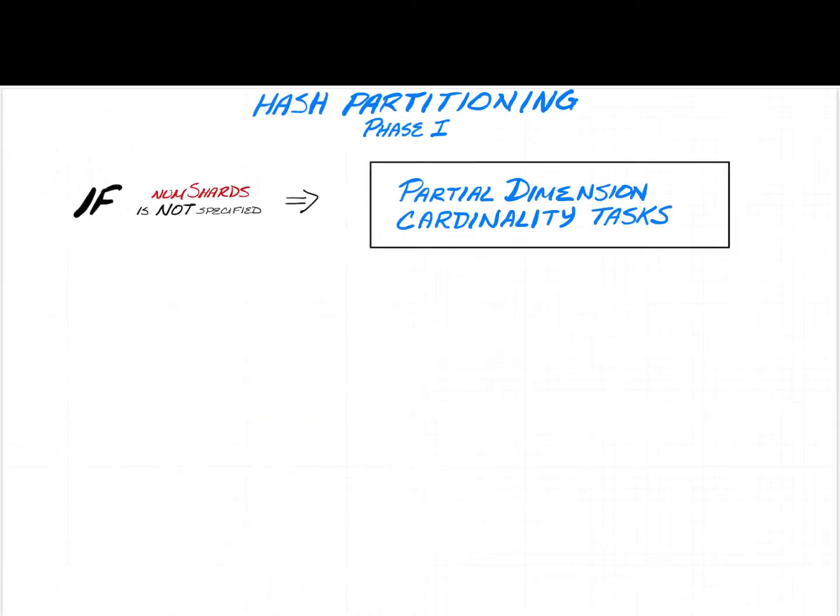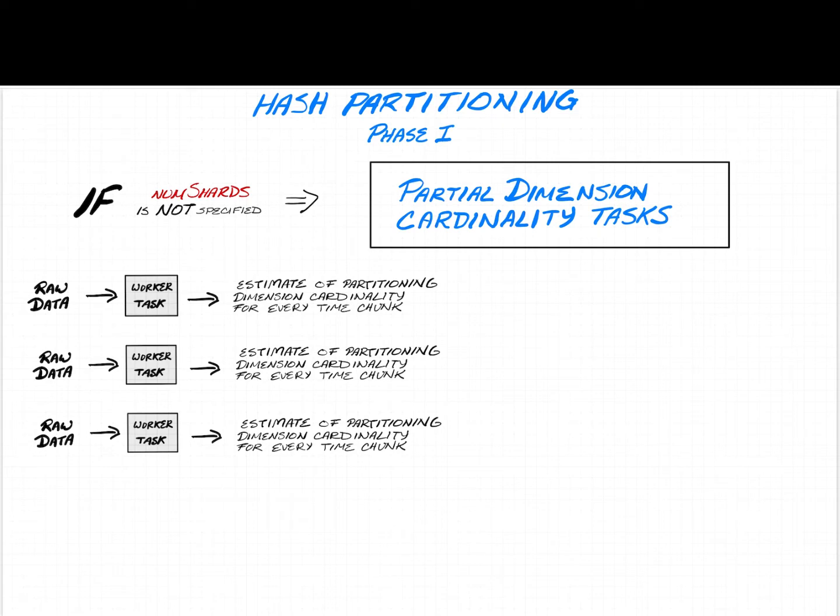So the hash partitioning process is divided into 3 phases. The first phase is called partial dimension cardinality tasks. It's only necessary if you don't specify num shards. So num shards is the number of secondary partitions that are going to get created within each time chunk. You can specify that manually, and then you don't have to go through this phase. Or if you don't specify it, the ingestion will initiate this phase in order to come up with a good value for num shards.